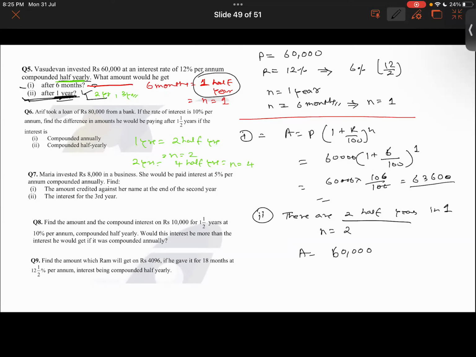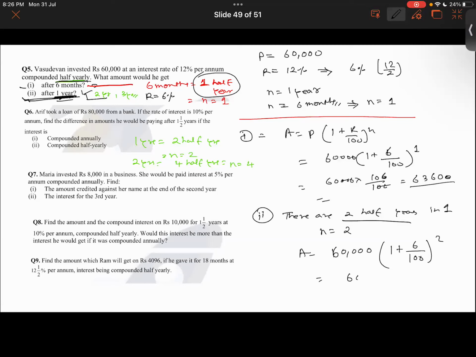So this is 1 plus R upon 100. The rate of interest is going to be 6% again here. Getting it? Rate of interest is going to be 6%. Why? Because we are calculating it on a half yearly basis, so it won't be 12%. Since we calculated the years on a half yearly basis, the rate also needs to be calculated on a half yearly basis. So you can solve it then here.